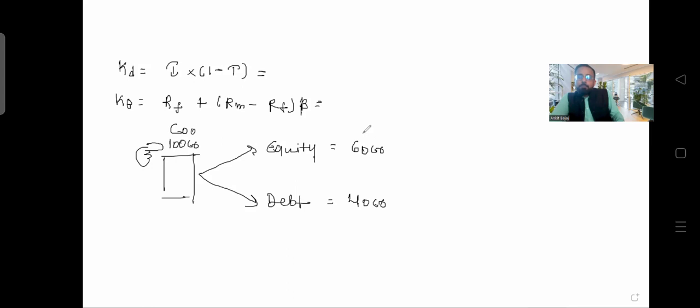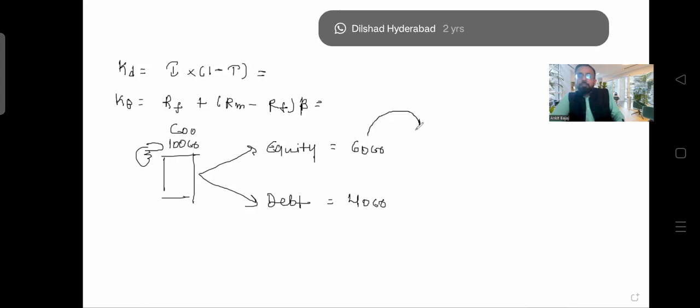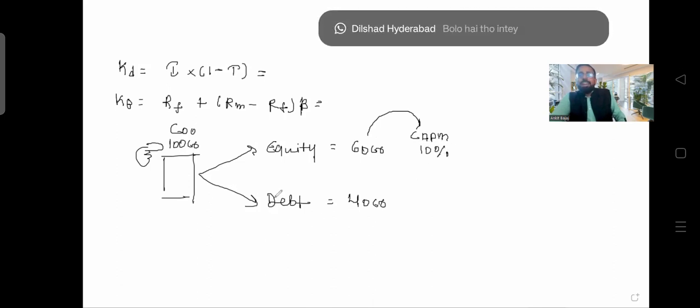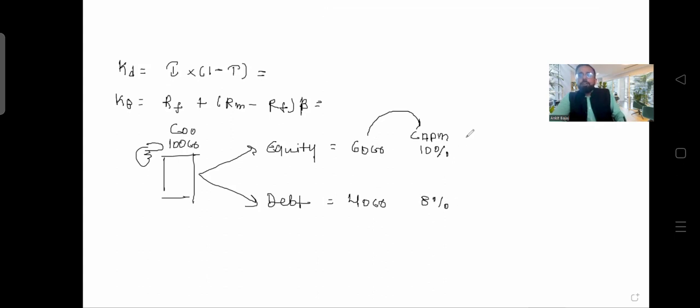Now we have applied the CAPM model and we found that cost of equity is 10%. I am just assuming the numbers here. And the debt cost, let us assume, is 8%. In one case you have to pay dividend, and in the other you have to pay interest. We have already considered the tax benefit when we calculated 8%. So we have calculated cost of debt, that's 8%, and cost of equity, that is 10%.